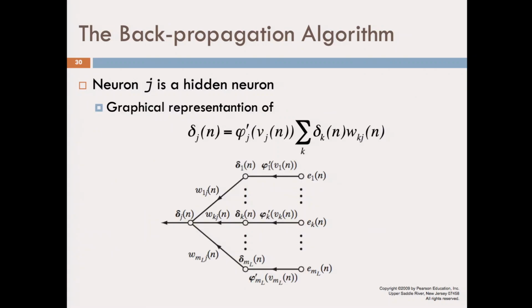Anyway, this drawing shows exactly what I drew here. It's a graphical representation. So, see, the local gradient of this hidden neuron is just the summation of the local gradient of each of the output neurons, weighted by their respective weights, multiplied by the derivative of the activation function in this hidden neuron. Is it very clear? Nice.